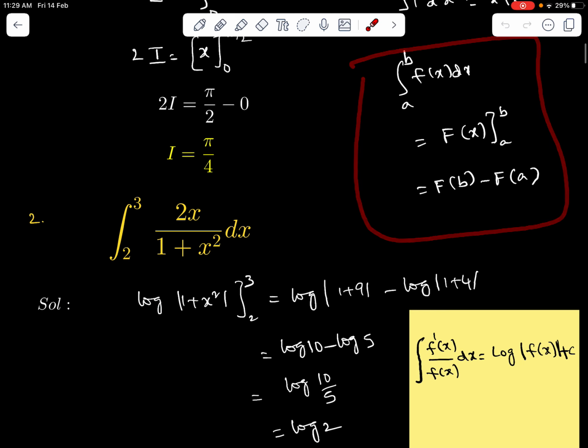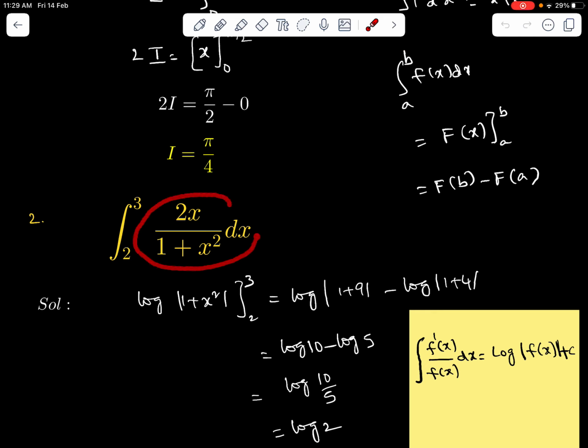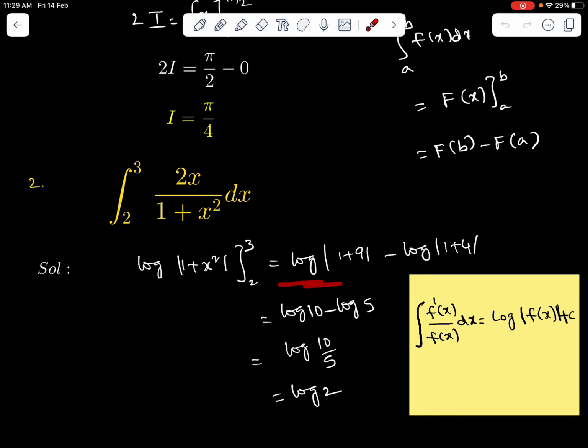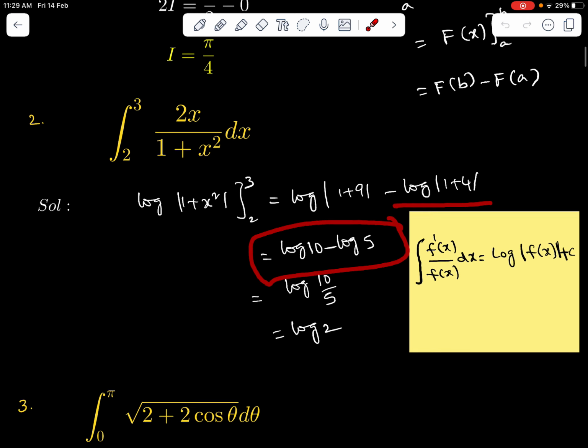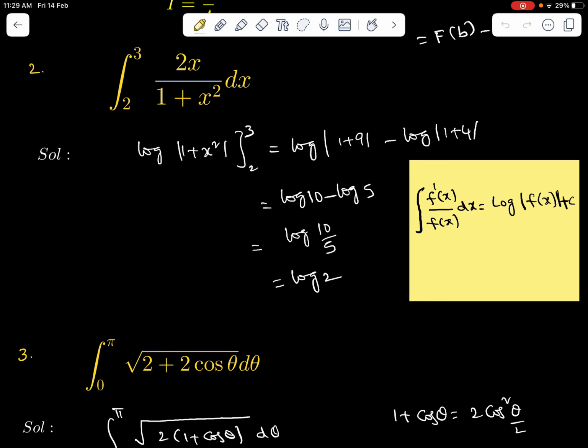Okay. Next sum: integral 2 to 3 of 2x by 1 plus x square dx. You can observe this is in the form of f dash x by f of x. The derivative of 1 is equal to 0, the derivative of x square is equal to 2x. Therefore, integral of f dash x by f of x dx is equal to log mod f of x plus c. Therefore, log mod (1 plus 9) minus log mod (1 plus 4), that is equal to log 10 minus log 5. Therefore, it is in the form of log a minus log b. Log a minus log b is equal to log a by b. Okay. Then log 2 is the answer.